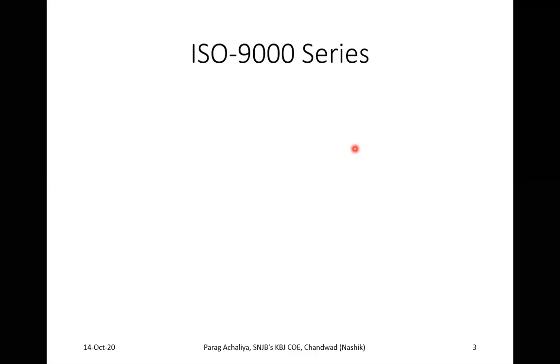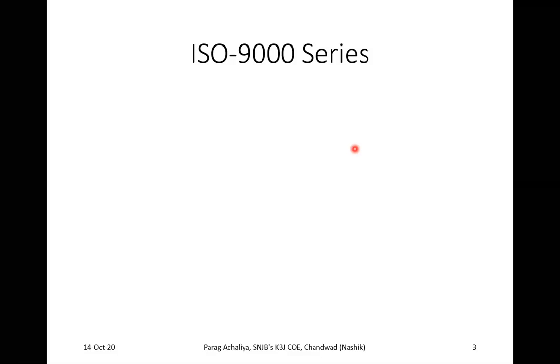The very first is your ISO 9000 series. The name is going to tell you that this ISO 9000 is a series of standards that is going to provide the quality assurance in the system. The system can be any system. It should not always be your software or application. You might have seen this ISO certification on any of the products.